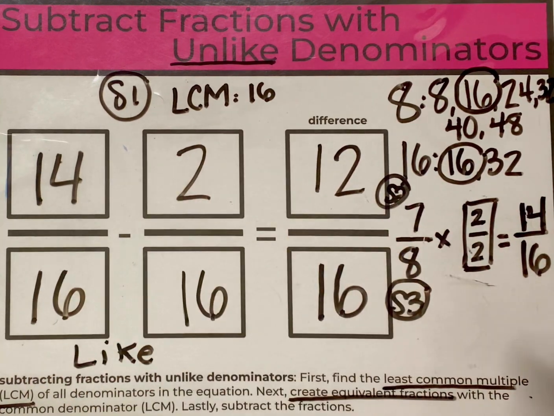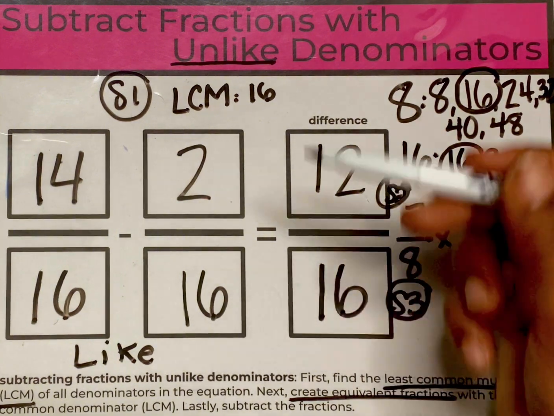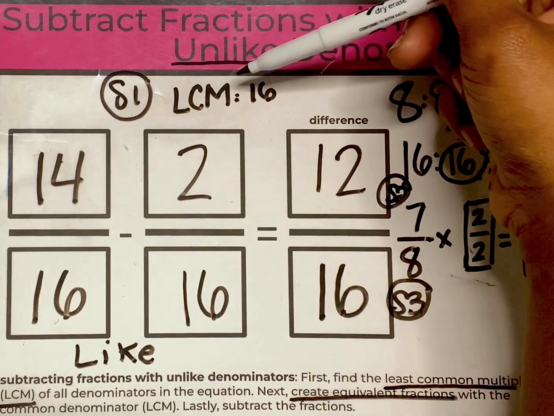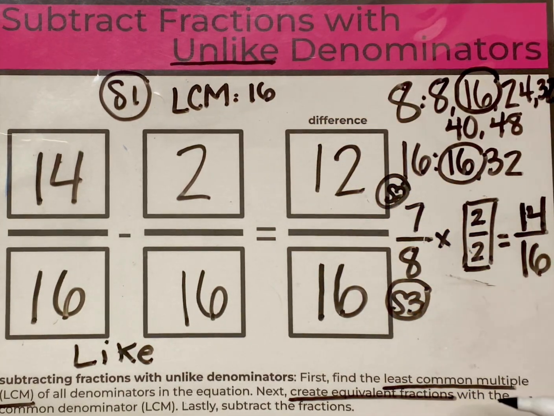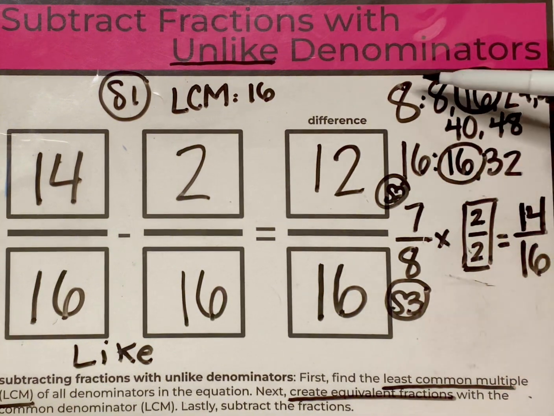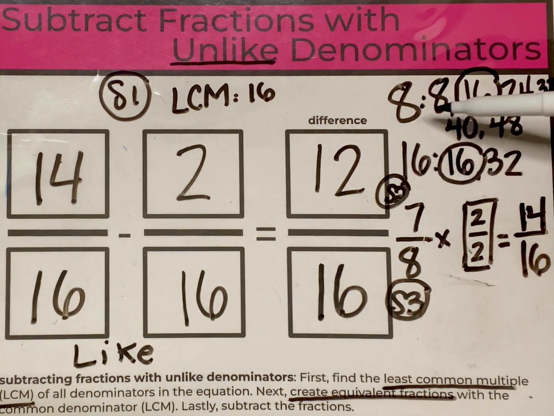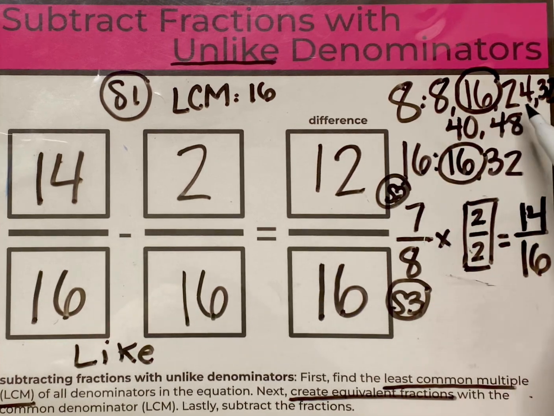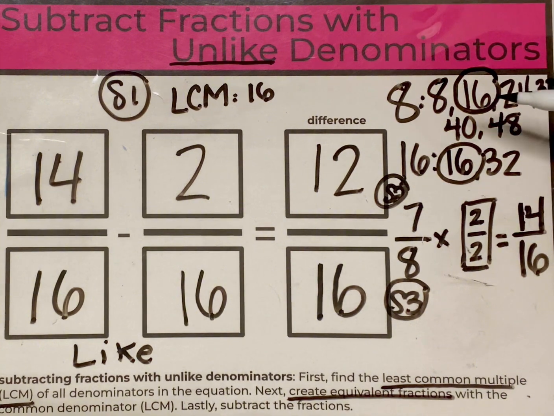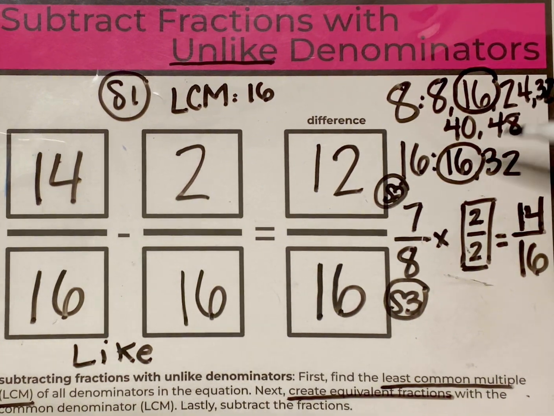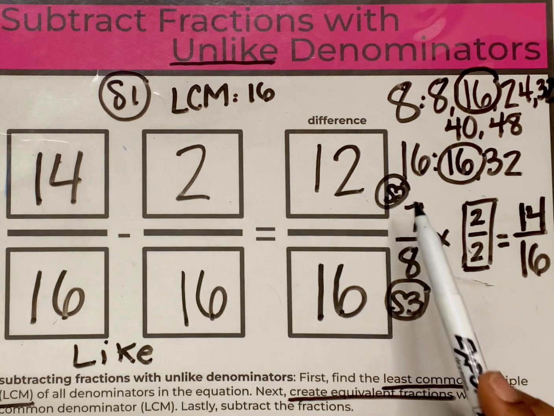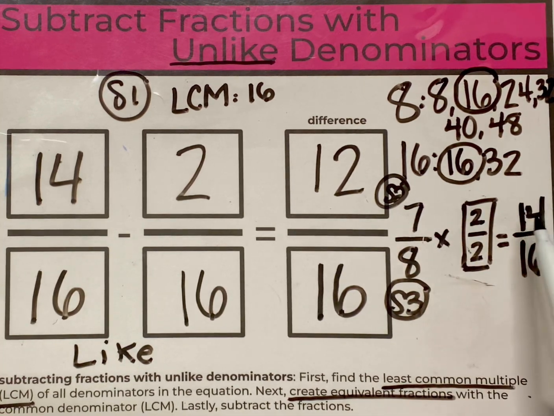Okay, let's review. Step 1, when we have unlike denominators, we're going to find our what? LCM, our least common multiple. We do that by listing the multiples of our denominators. 8 and 16 were our denominators. We list those multiples. We found that they have 16 in common. It's the smallest one that they have in common. So I use that one to then, in step 2, create my equivalent fraction.